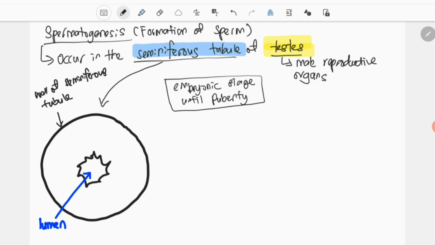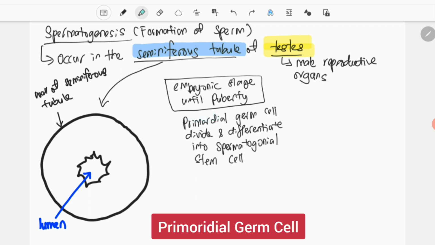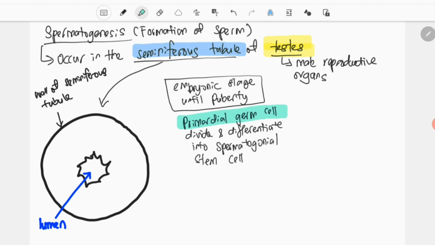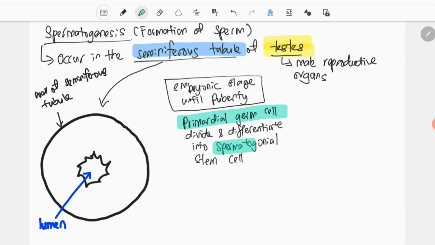So semasa embryonic stage until puberty, a group of cell known as primordial germ cell. So ada satu kumpulan sel yang bernama primordial germ cell akan divide and differentiate into spermatogonial stem cell. So ada dua groups of sel yang berbeza semasa embryonic stage sampai puberty. Iaitu dia akan start dengan primordial germ cell. So primordial ni akan divide and differentiate untuk form satu lagi kumpulan sel yang lain, iaitu spermatogonial stem cell.